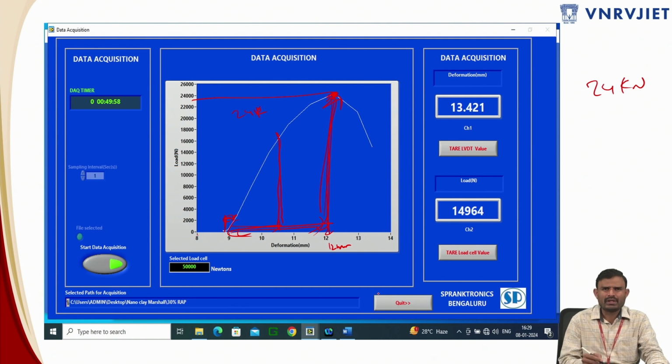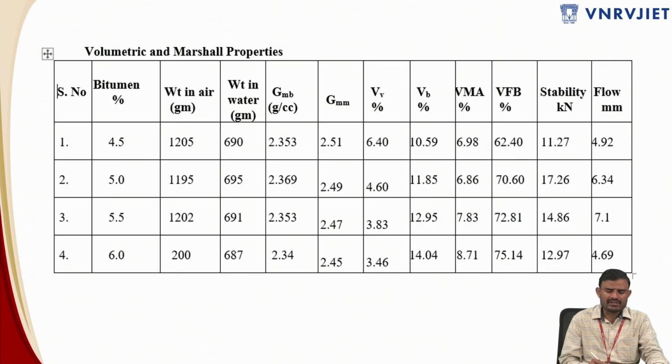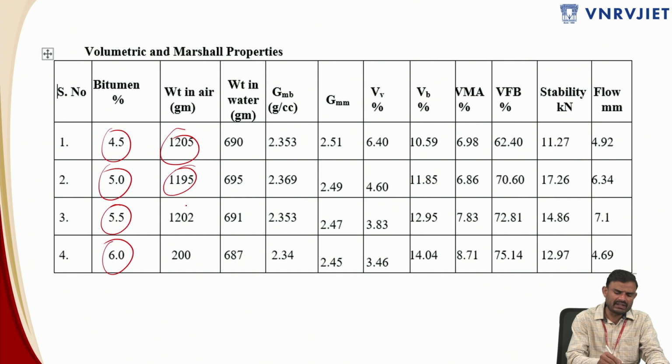So this is one sample, one screenshot that is taken while testing Marshall stability at a laboratory. And these are the test conditions, and this is the Marshall test setup, and this is the jig that you are having. This is the load cell, and this one is a deformation cell. And after doing everything, I have got the volumetric properties like this. So I've got the bitumen trial contents: I have taken 4.5, 5, 5.5, 6% bitumen content, because I don't know what the optimum binder content is. And after that, I have taken the weight in air of each of the samples, and weight in water.